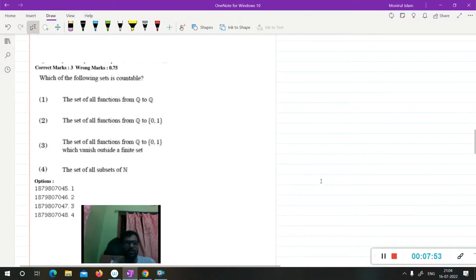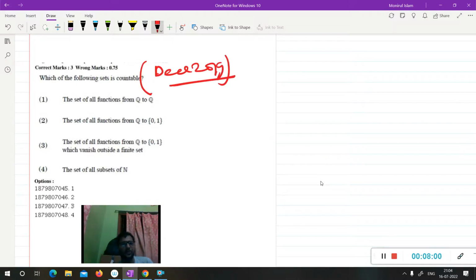This question was asked in CSIR NET December 2019. This is a part B question, meaning 3 marks. Which of the following sets are countable? We are going to start from option 1.